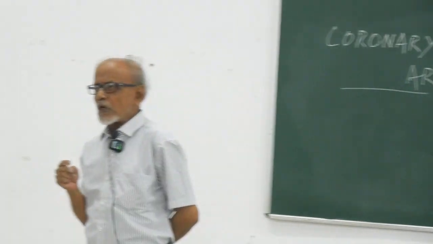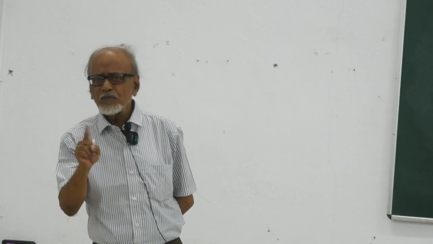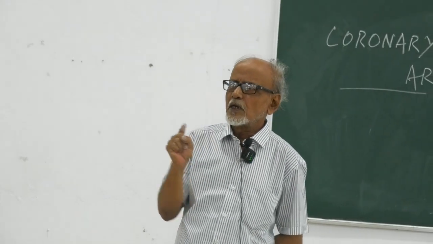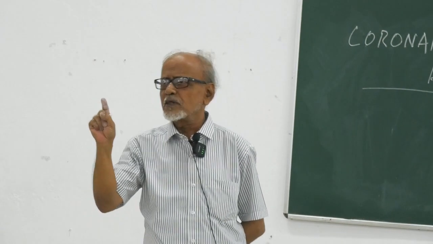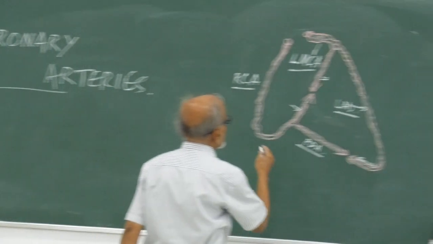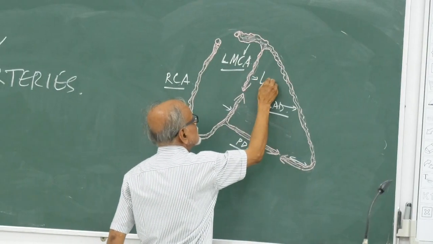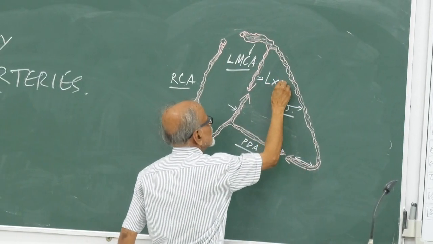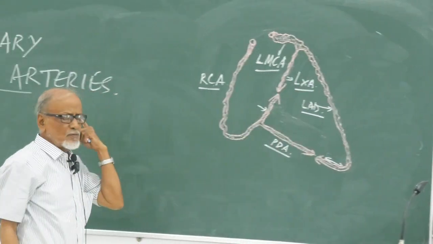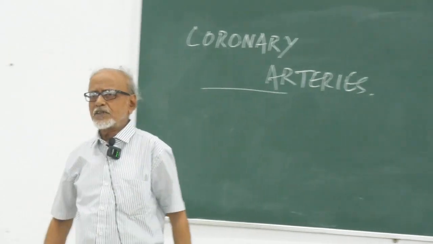In anatomy, it is called the circumflex branch of the left coronary artery. Clinicians call it LCX, the left circumflex artery. ঠিক আছে?